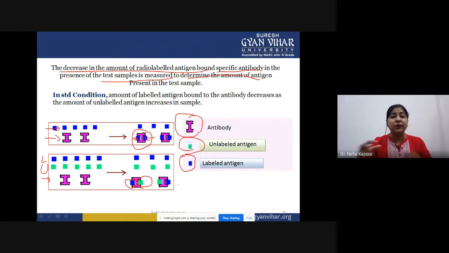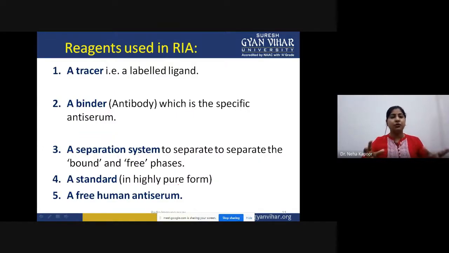So as to bind to the antibody, there would be a competition, or there may be a possibility that the unlabeled antigen will displace the radioactively labeled antigen. So that is the principle of how it operates, how the binding happens, and how we can go for detection of what amount of labeled antigen or unlabeled antigen is present.